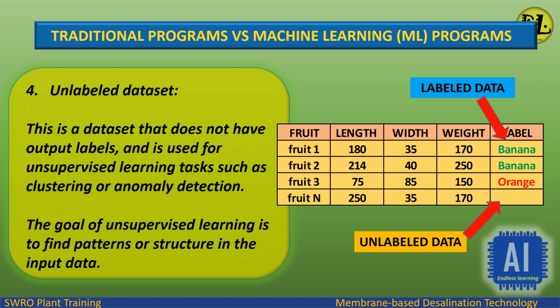Unlabeled dataset. This is a dataset that does not have output labels, and is used for unsupervised learning tasks such as clustering or anomaly detection. The goal of unsupervised learning is to find patterns or structure in the input data.